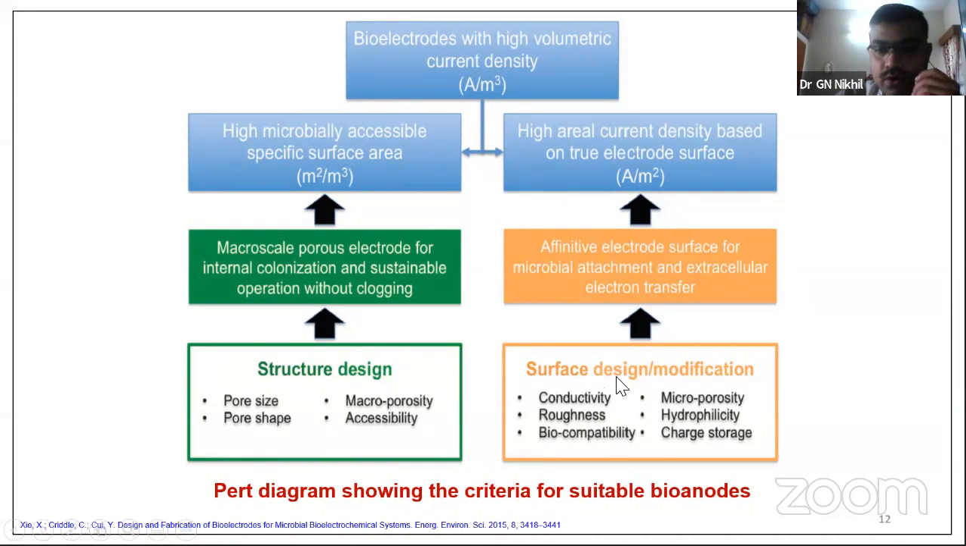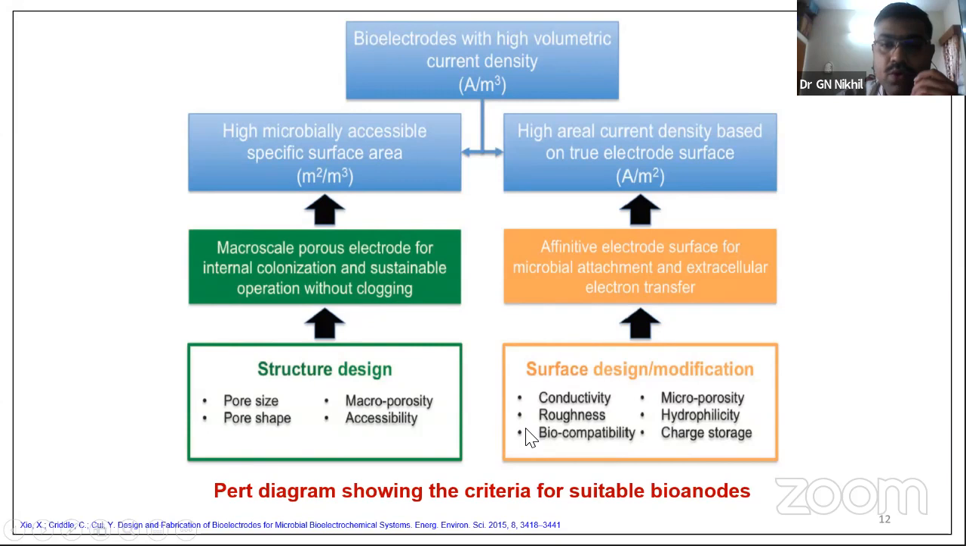Alternatively, suppose you are aiming at surface design and modification. Then you have to make sure that the electrode is highly conductive in nature, and the porosity could be microporous in nature. Basically, you can increase your roughness, that is the surface area, and importantly hydrophilicity, so that more and more organisms can start forming the biofilm on it.